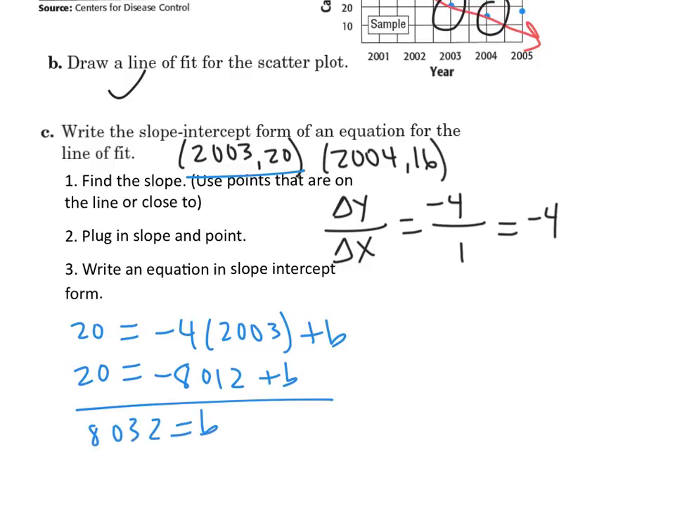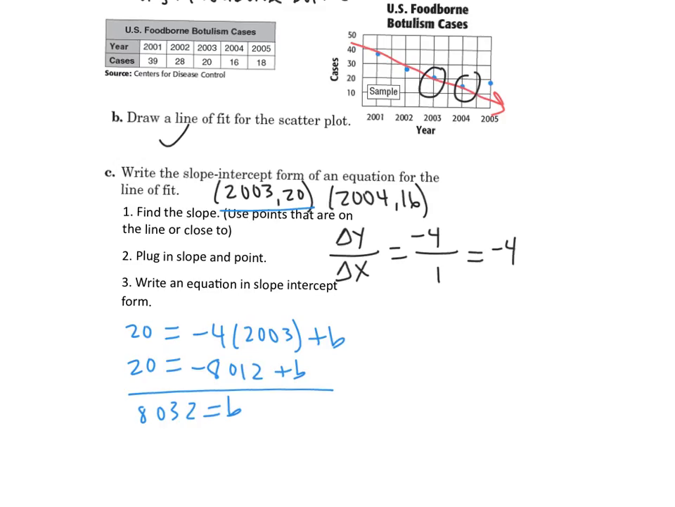And so I get 8,032 equals b. Now I have to remember, what did I scale the x-axis by? Well, that's in years of 2000, so I actually scaled it by 2000. So here I'm going to go ahead and divide by 2000 because I scaled my graph. Most times graphs aren't scaled by this much, so you don't even have to do anything when you solve for the y-intercept. But here, I needed to.